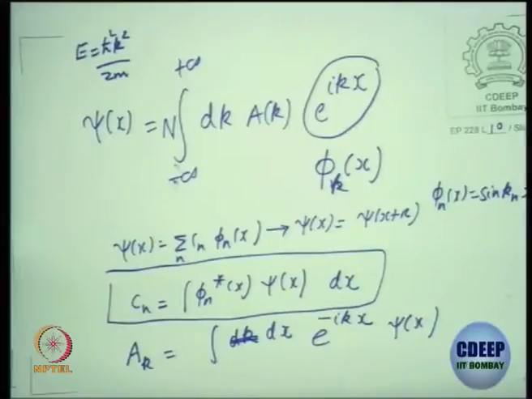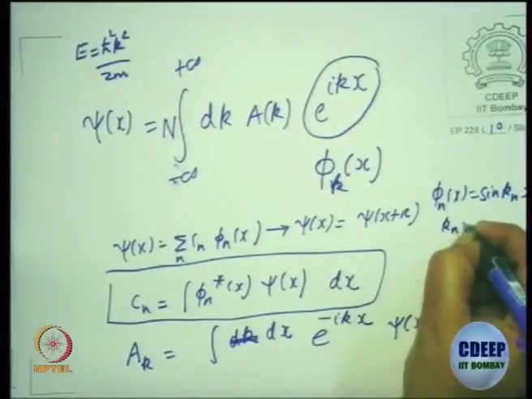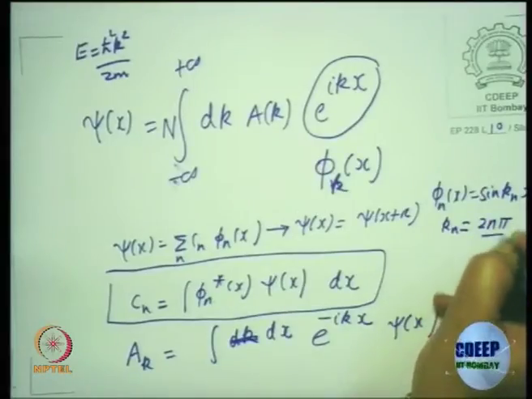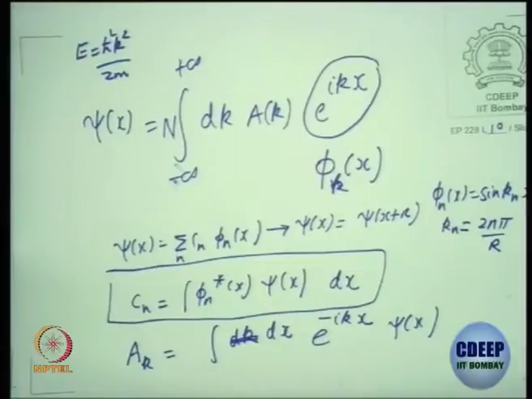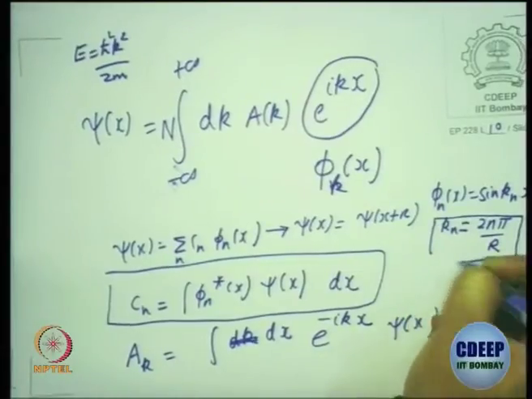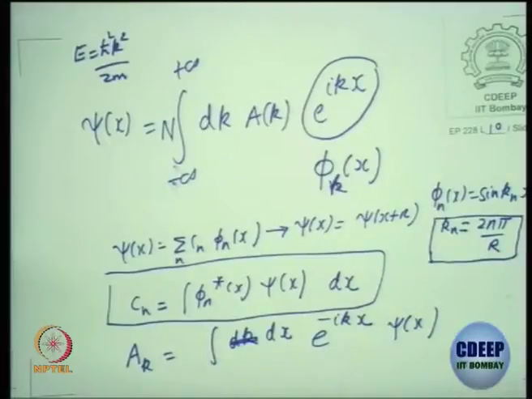x equal to x plus r, it should be the same, will force kn to be 2n pi by r. You agree? So this is why the periodicity condition discretizes your momentum, or the wave vector. Okay.